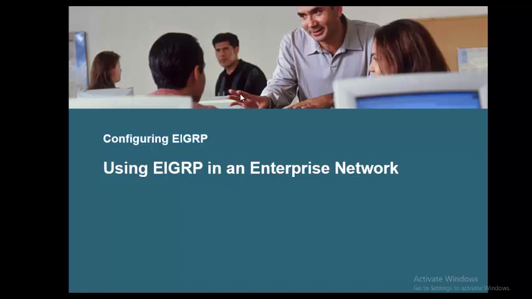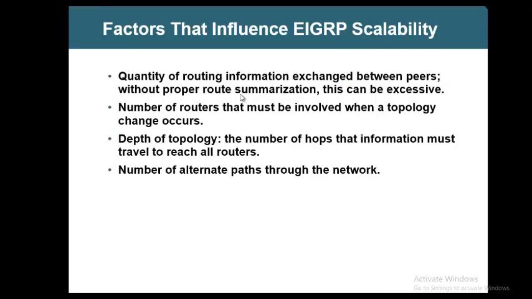It's any excessive amount of route information. So when you see there's excessive information, you do something. One of the things that you can do is summarization. Second point, the number of routers that must be involved when a topology change occurs. When a topology change occurs, how many routers are involved? That also impacts the scalability of the autonomous system. It needs to be as low as possible so that the scalability will be good.